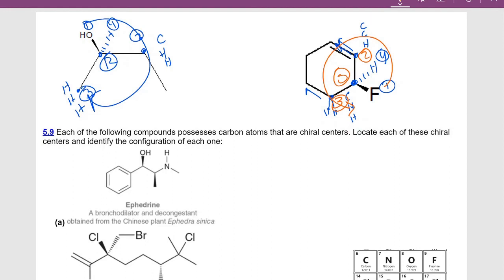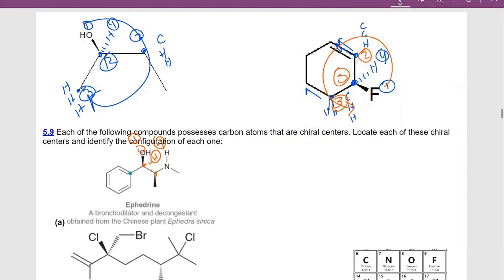Alright, the next molecule has two chiral centers, so let's determine each one. The one on the left has hydrogen, oxygen, carbon, carbon, so that's going to be 4, 1, and then we have to break a tie.